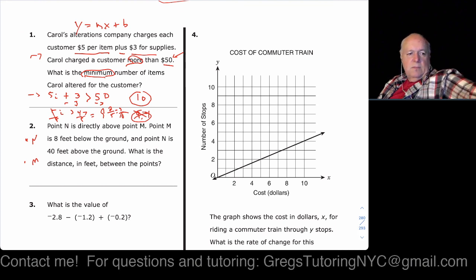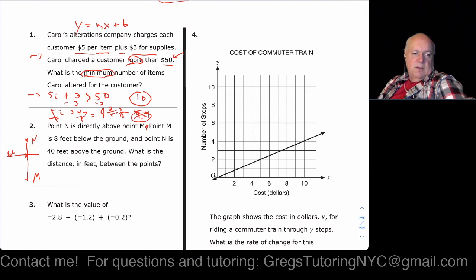I'm going to put M over here because I want to make sure we have the space here. So this is going to be ground level. I'm just going to call that GL, right? And if we want, this is a number line on its side, or think of it as a thermometer. All right. So point N is directly above M. Cool. So we're here. Point M is 8 feet below the ground. So if this is 0, M is minus 8. Okay. And point N is 40 feet above the ground. So N is 40.